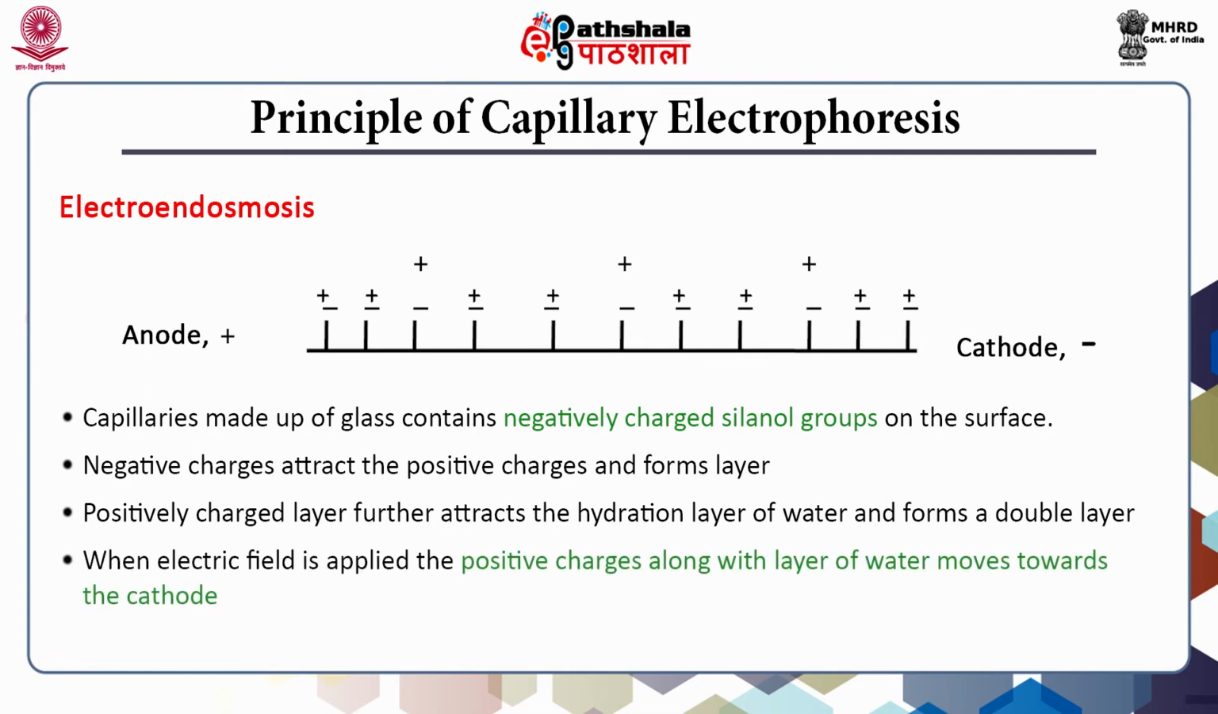When electric current is passed through the glass capillary filled with buffer, fluid will move from anode to cathode because of the positive charge in the double layer. The cations will move towards the cathode, and in doing so, they will carry the entire fluid towards the cathode. Thus, it should be clear that cations, anions, even neutral molecules will move towards the cathode in capillary gel electrophoresis using a glass capillary. This is called electroendosmosis.